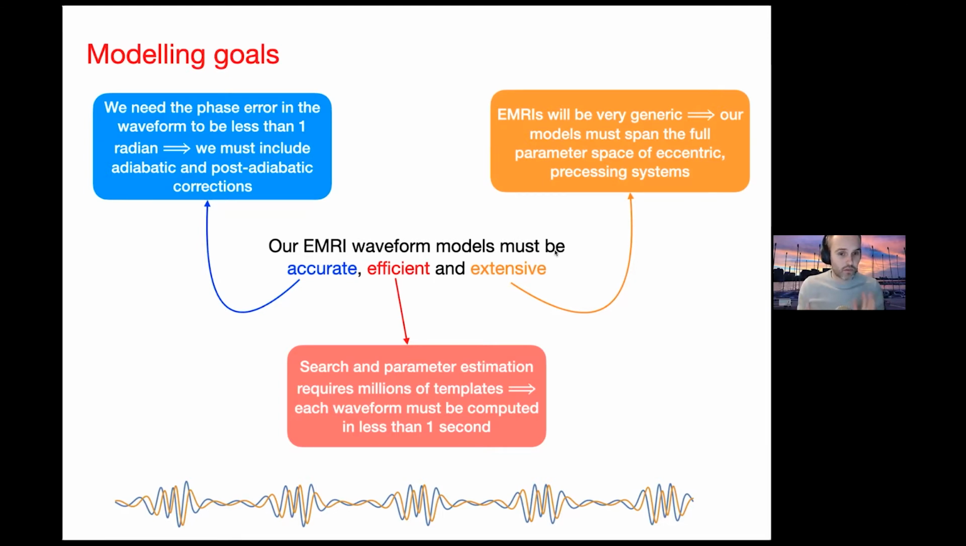So for the rest of my talk, I just want to talk a little bit about what the progress is in each of these, focusing primarily on the accuracy one, because there are some really interesting new results there, but I'll give you, to begin with, some overview of where we are in terms of efficiency and extensive coverage of the parameter space.